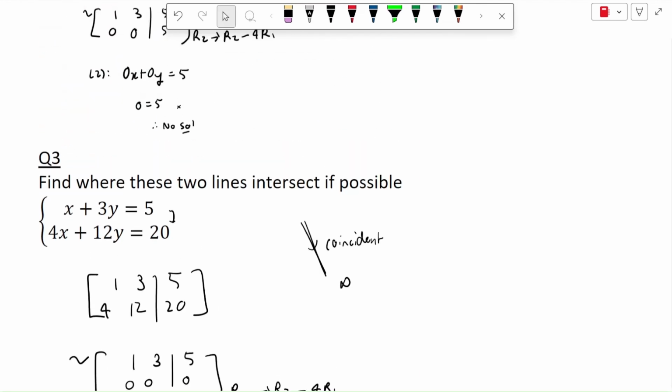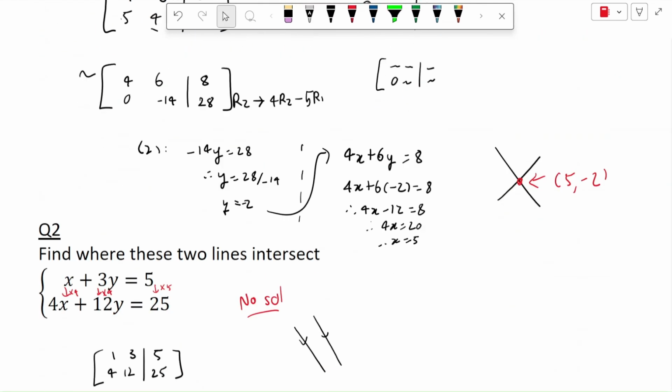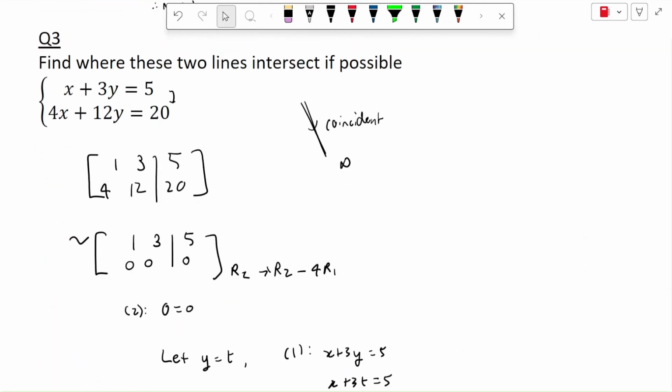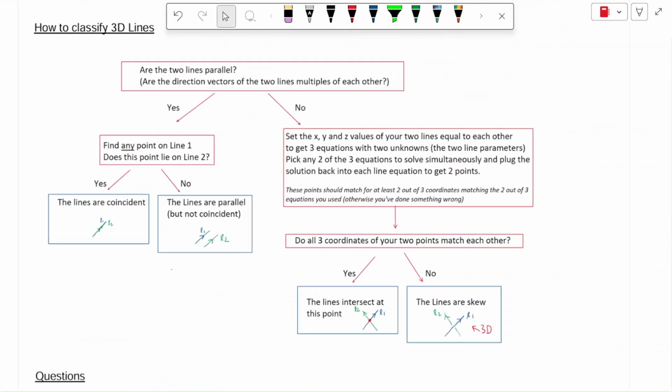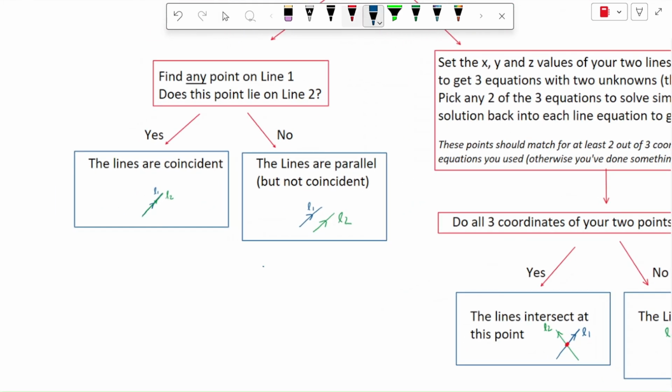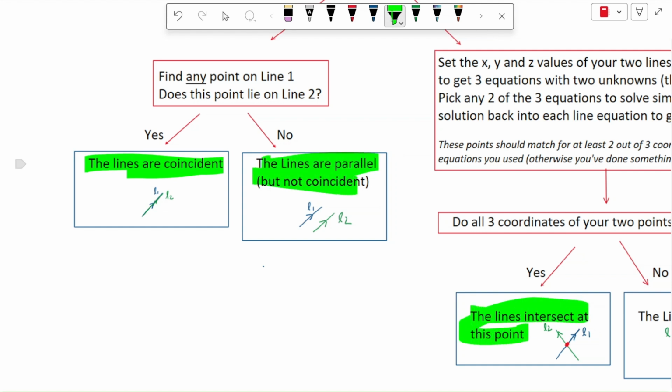Cool, so those are the three things that can happen in 2D. The same three things can happen in 3 dimensions, but there's one more. So I've made a little fancy flowchart here for 3D lines. Now, the 3 original cases are just here. So they're coincident, they're parallel but not coincident, or they intersect at a point. In 3D, there's one more thing that can happen.